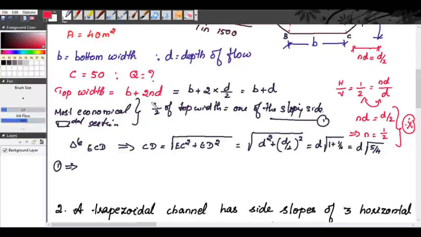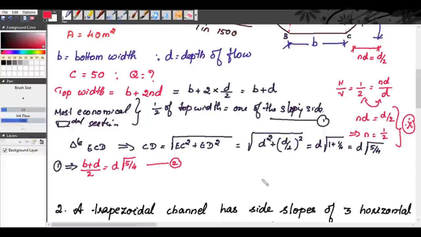So we get half of the top width. The top width is b plus d. So half of the top width, b plus d by 2, is equal to one of the sloping side, which is d into square root of 5 by 4. Okay. So this is one equation. So we will take this as equation number 2.